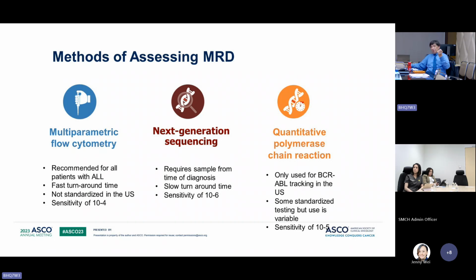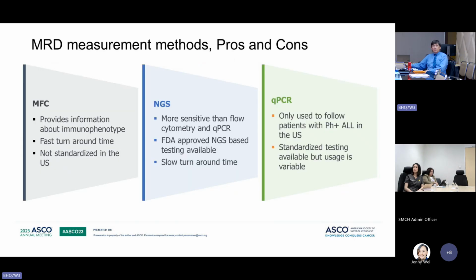So when you try to compare an assay from one lab to another, the most important question is, if they tell you it's negative or not detectable, what was their sensitivity? Because the next laboratory will say, oh, we have a positive. The pros and cons of these are based on how we choose them. With multiparameter flow, you have to know the immune phenotype when you start. Once you know it, you can look for it in your follow-up material. It has a very fast turnaround time, but again, it's not standardized.